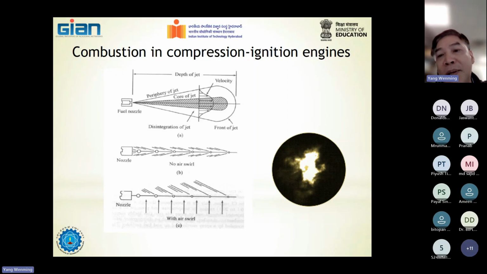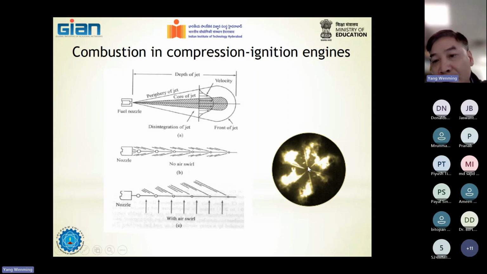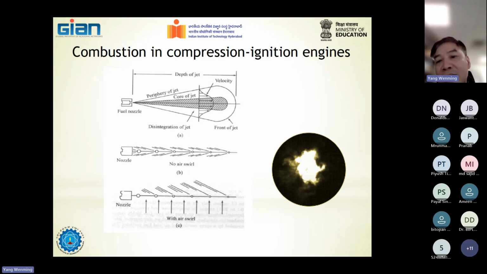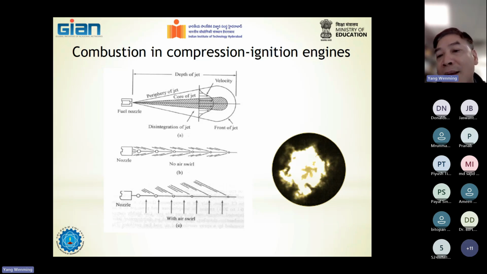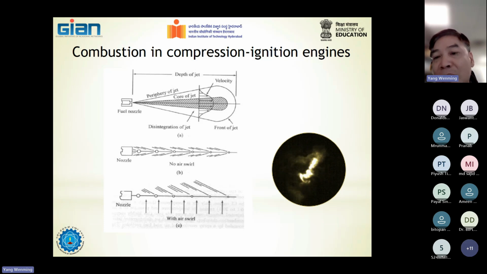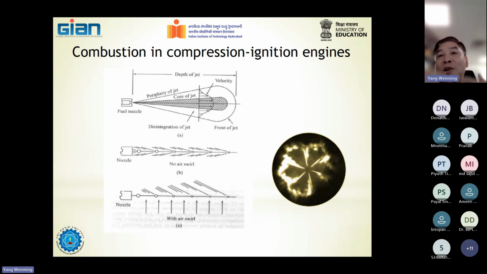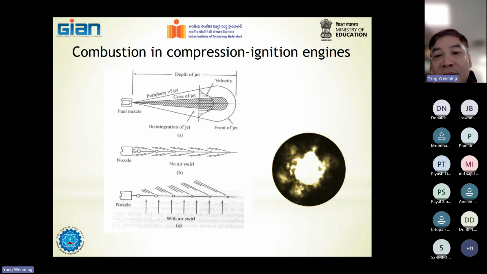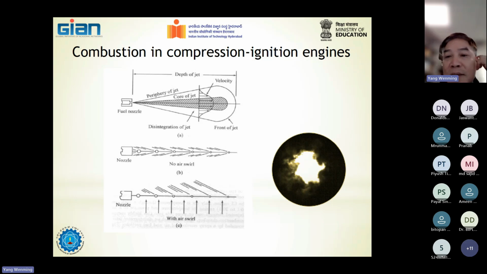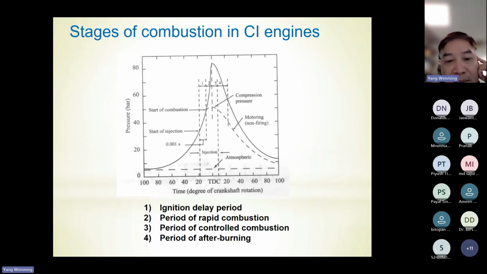From this video, we can see the fuel injection lasts for a duration, correct? When the fuel is injected at a certain time, the combustion process also takes place. So this process is a controlled combustion process. It is controlled by the fuel injection speed and also by the fuel evaporation process.